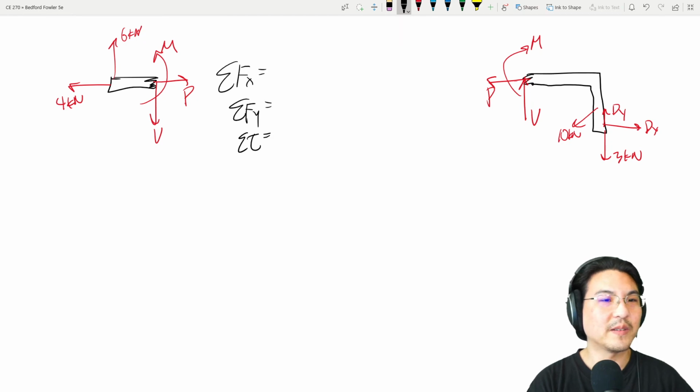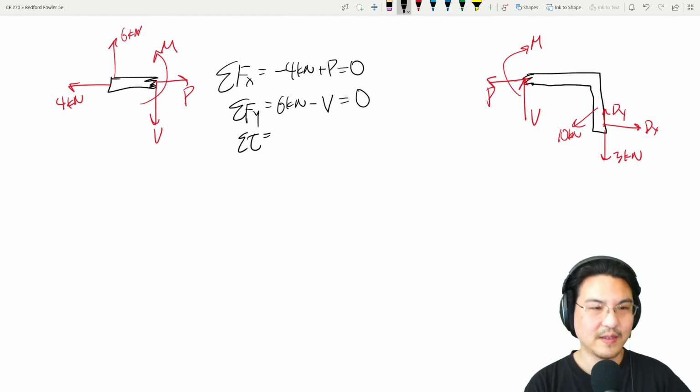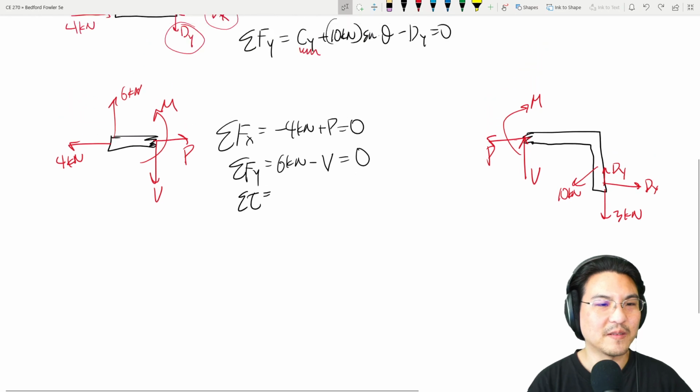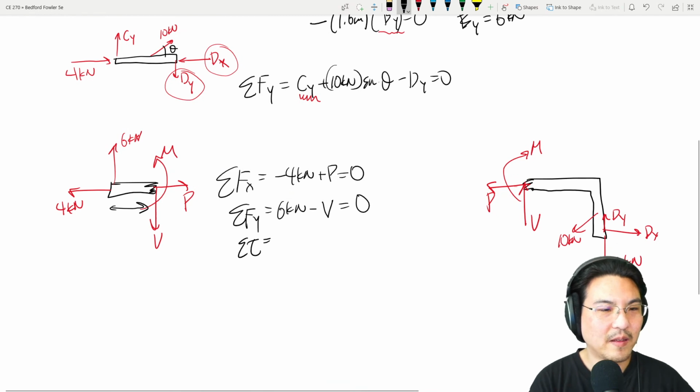Okay, so in the x direction, -4 plus P. In the y direction, 6 kilonewtons minus V. And then that's some torque about anywhere we want. How about right over here? So there's torque from this, and then how far is this? Let me look that up in the picture. 0.8. Okay, here to here is 0.8.